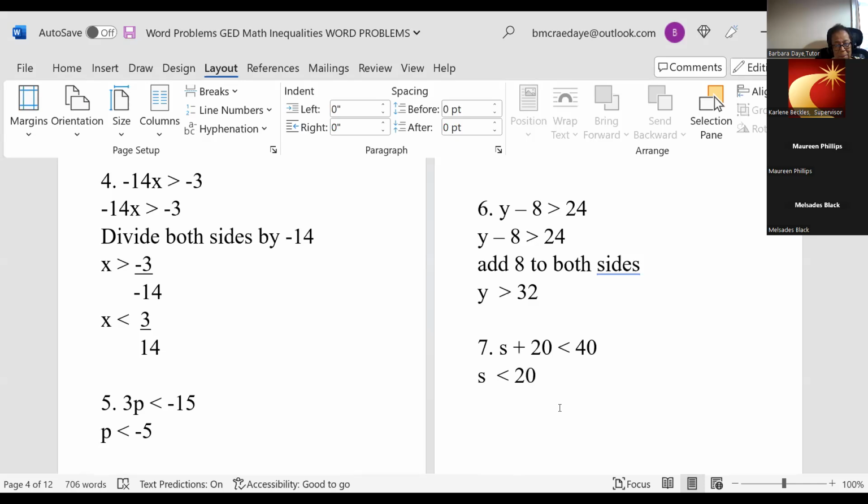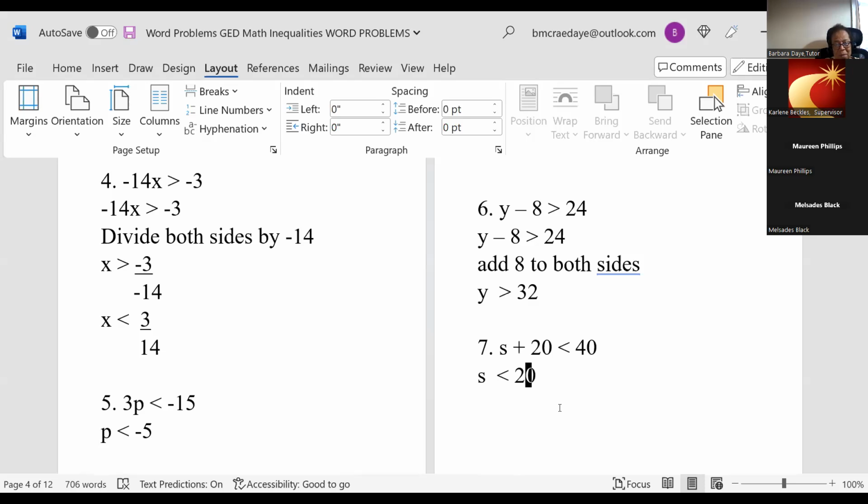So what you gave us was S plus 20 greater than 40, right? Less than. Less than 40. Yes, so I subtract. I asked you to solve for the inequality. So the inequality is S less than 20. Subtract 20 from both sides. 40 minus 20 is 20. S plus 20 minus 20 is just S. So your answer is S less than 20. Questions? No, thank you, miss. Those are the single steps.